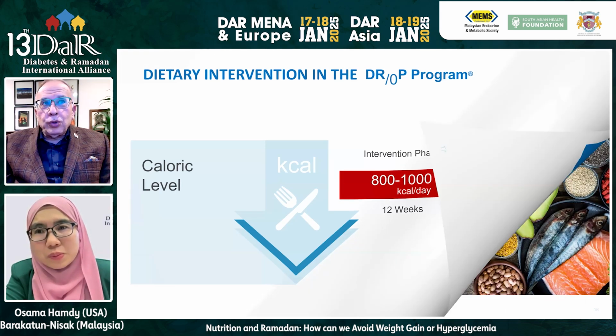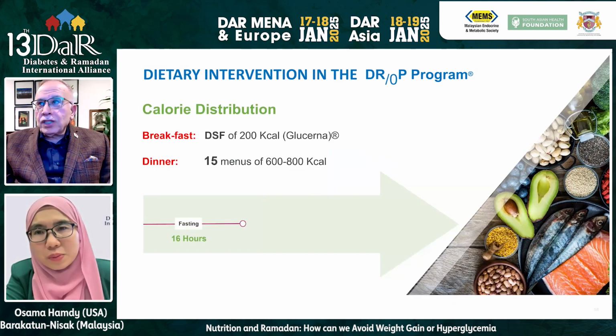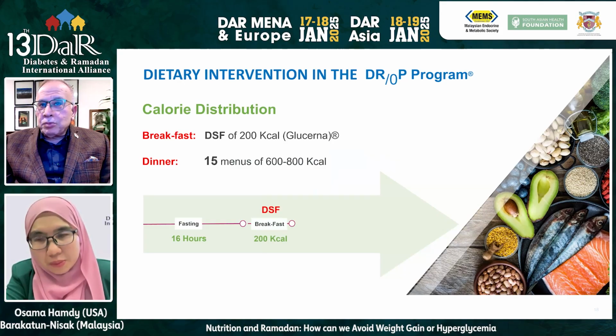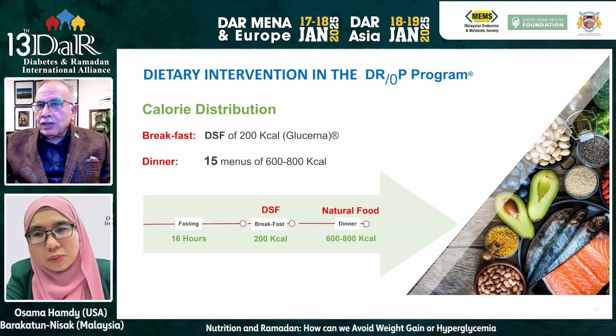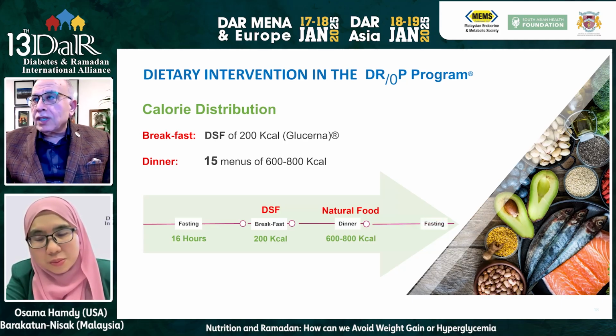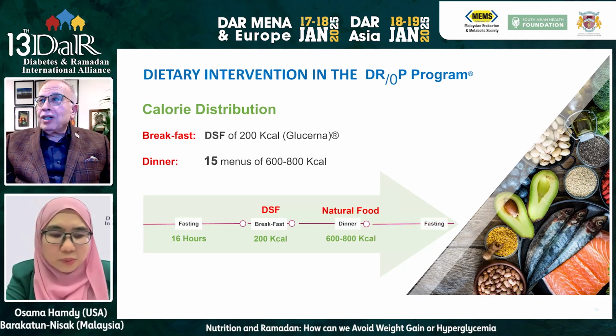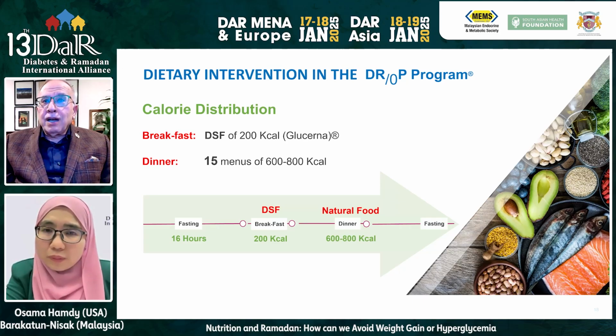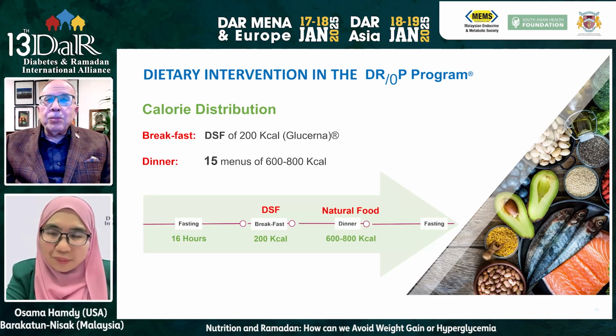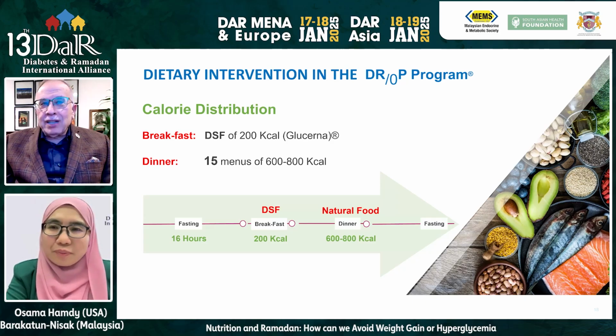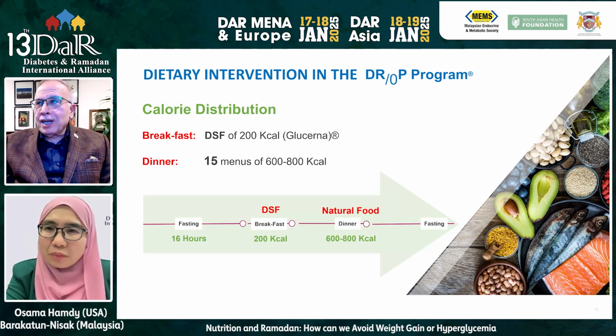So what people will do, they will fast for 16 hours and they will break the fast on the diabetes-specific formula, 200 calories, and then they eat a dinner meal with around 600 to 800 calories, and then they continue fasting again. So they can do it in Ramadan in a very efficient way, and then continue for another 2 months, and then beyond that, they can go back to a 1,800 calorie diet. But maybe in the future we can discuss more. I'm glad that you asked it, and I think people can definitely do it.